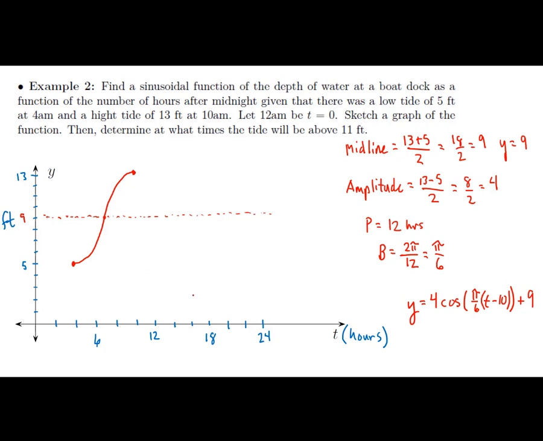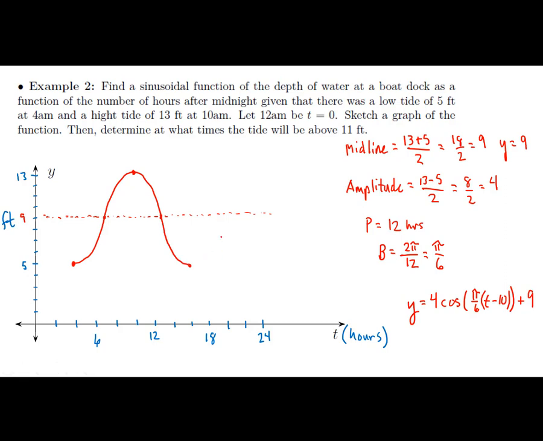So my period is 12 hours, so that means 12 hours after 4 a.m., I should be back at my minimum again. And so that puts me over here at 16. Okay, and then halfway between 10 and 16, which would be at 13, I'll be at the midline again. And so I can go ahead and sketch that part of the graph.